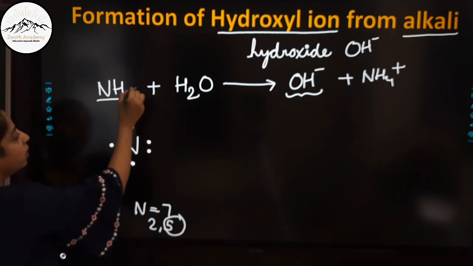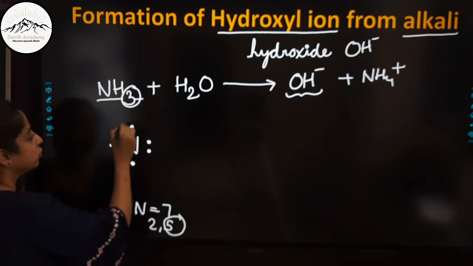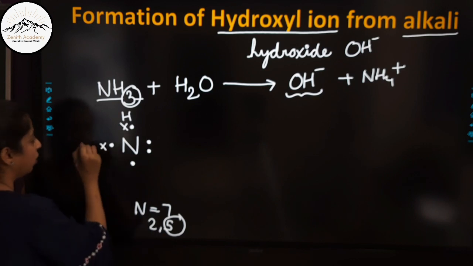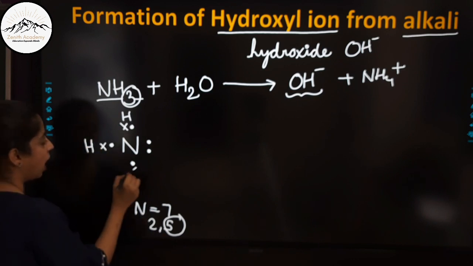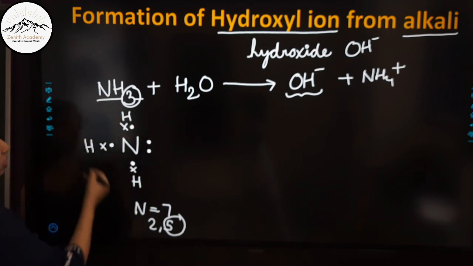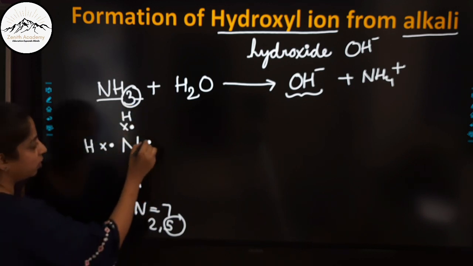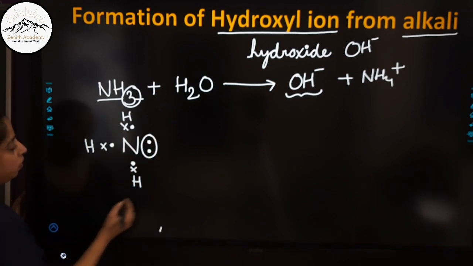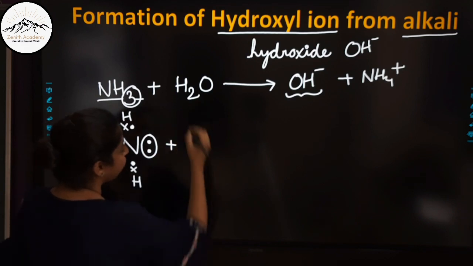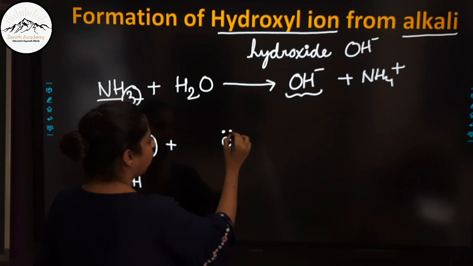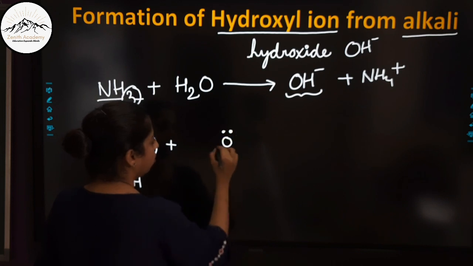Now how many hydrogens are there? There are 3 hydrogens. If I represent the electron of hydrogen with a cross, I can draw 1 hydrogen here, 1 hydrogen here and 1 hydrogen here. So here, in the formation of the ammonia molecule, you can see the presence of one lone pair here.